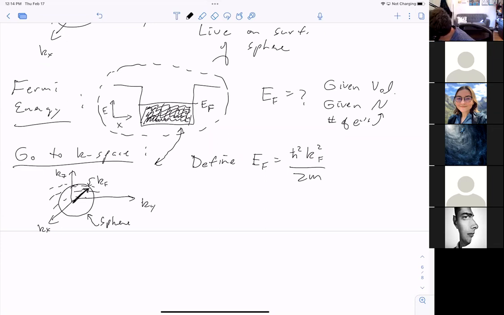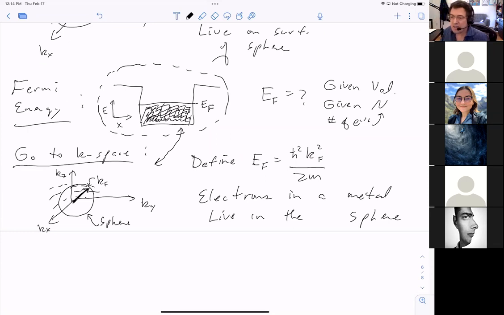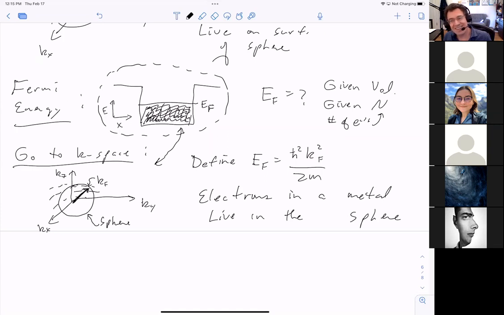So the electrons in a metal live in the sphere. Now, the sphere has a radius, which is the Fermi wavevector, KF, and the energy is the Fermi energy. And so this sphere has a name. It's the blank sphere. What do you think it's called? Fermi sphere. Very good.